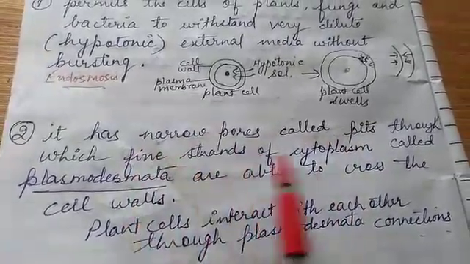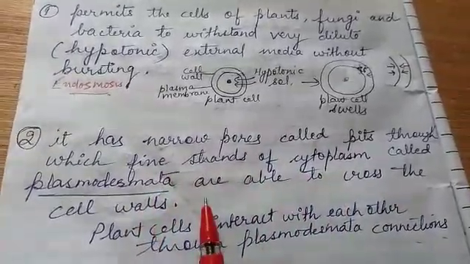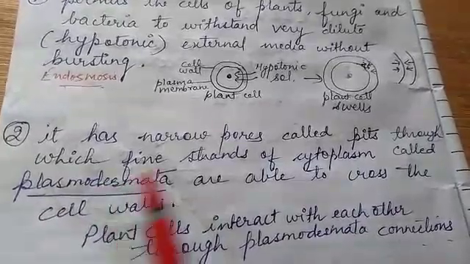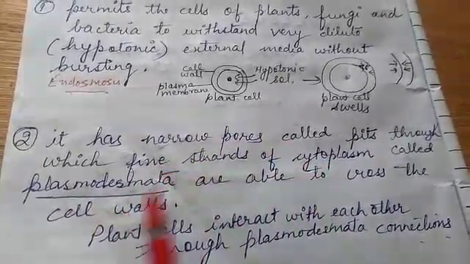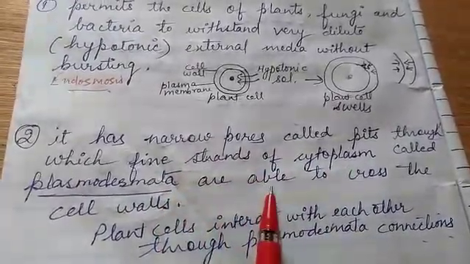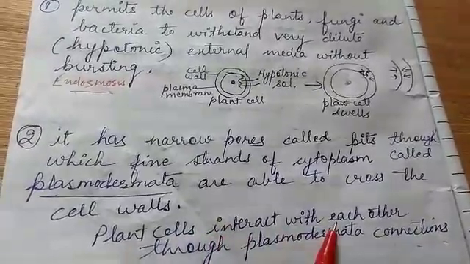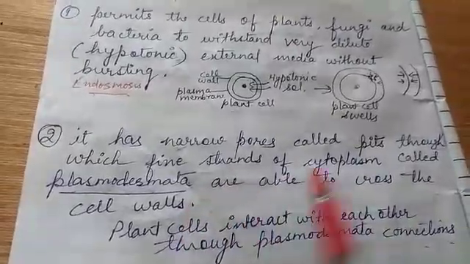Next function is it has narrow pores or pits, through which fine strands of cytoplasm called plasmodesmata are able to cross the cell wall. So through these fine pores, cytoplasmic strands form a bridge in between the cells, and that helps plant cells to interact with each other through these plasmodesmata connections. I'll share an image with you.